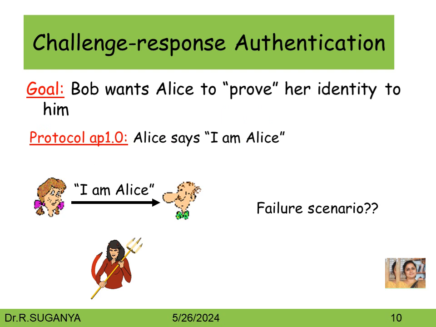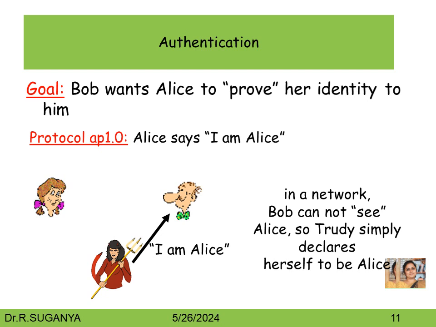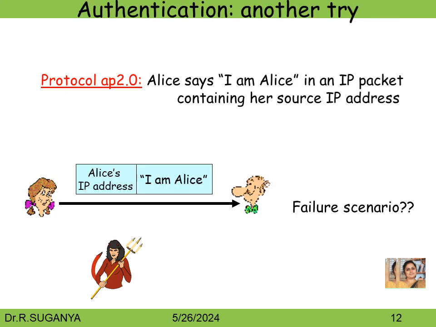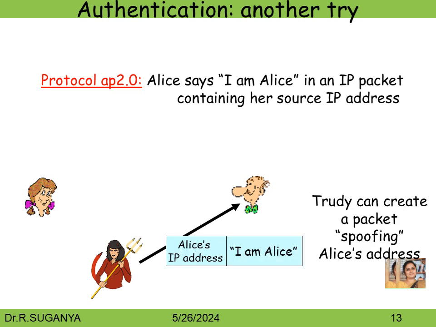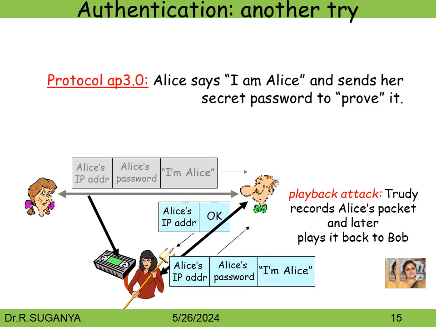Challenge response authentication: the goal is that Bob wants Alice to prove her identity to him. The protocol AP 1.0 is that Alice says, I am Alice. The failure scenario: in a network, Bob cannot see Alice, so Trudy simply declares herself to be Alice. Alice says I am Alice in an IP packet containing her source IP address. Here Trudy can create a packet spoofing Alice's address, and this is the failure scenario.